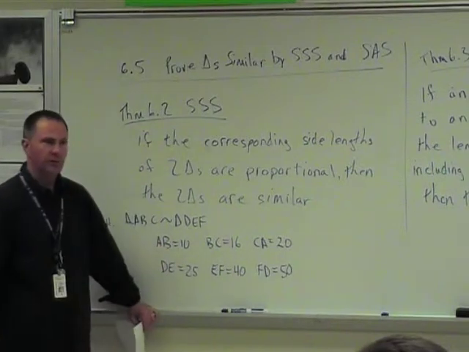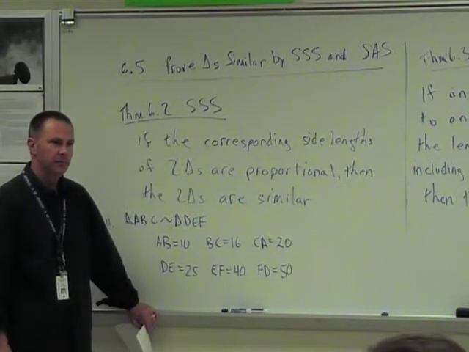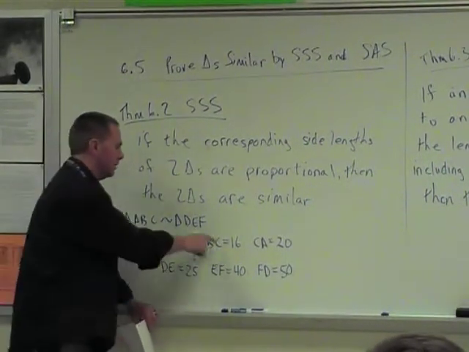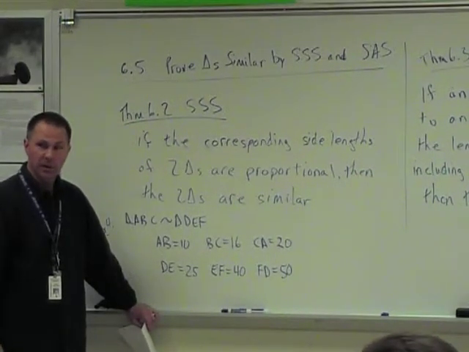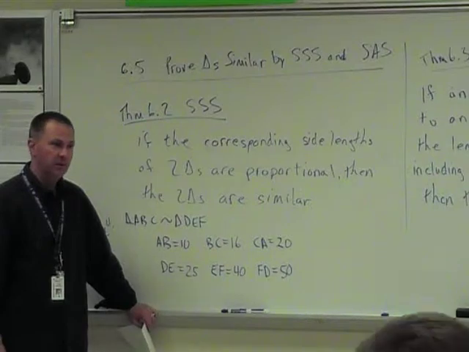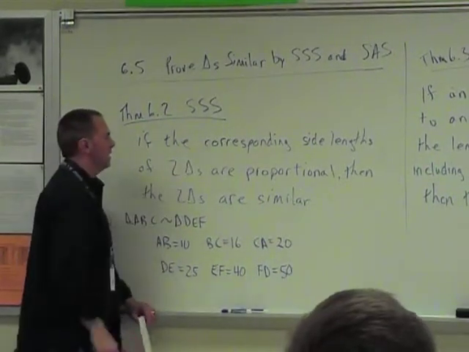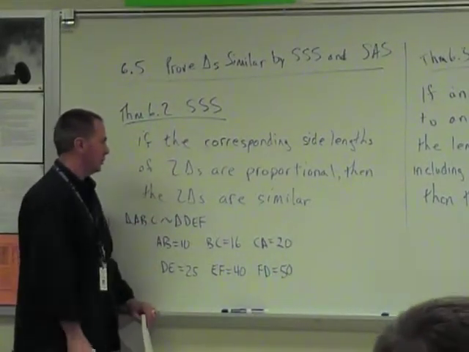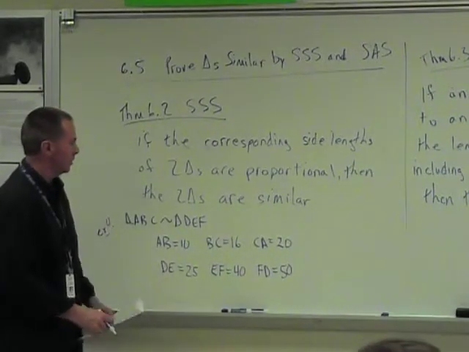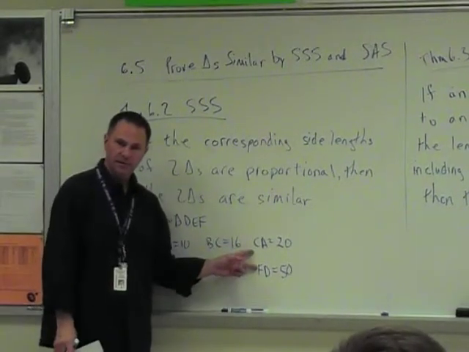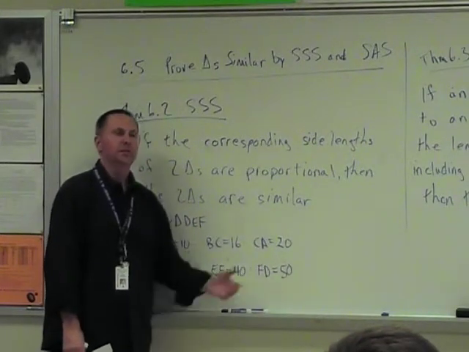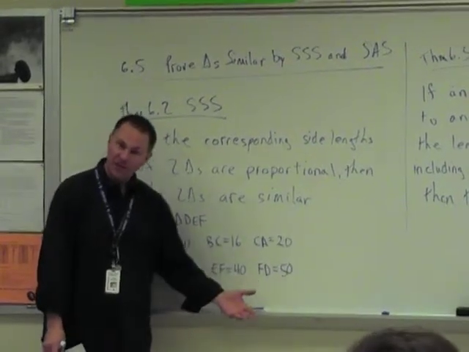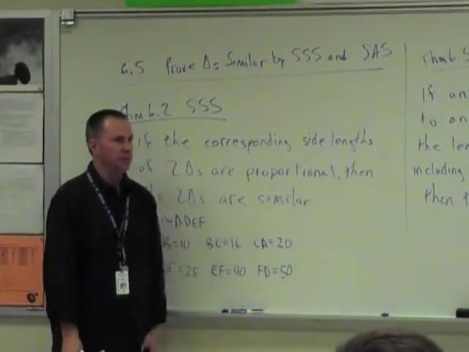What's 10 over 25 reduced to? 2 over 5. What's 16 over 40 reduced to? What's it reduced by? 8. If the corresponding side lengths of two triangles are proportional, then the two triangles are similar. So you got to check the third side. Right? 20 to 50. 2 to 5. What's the scale factor? 2/5. Excellent.